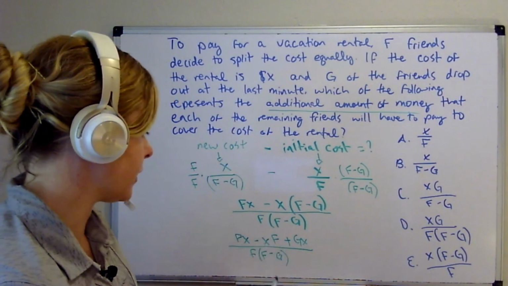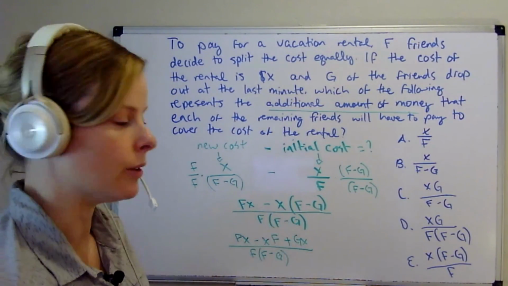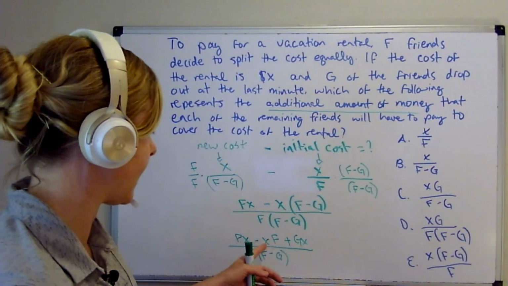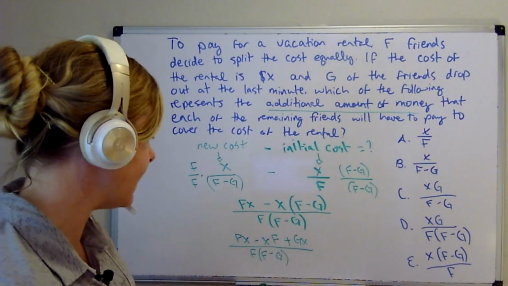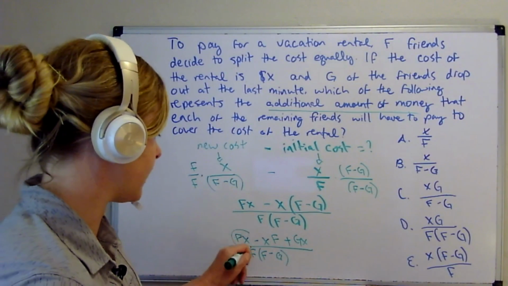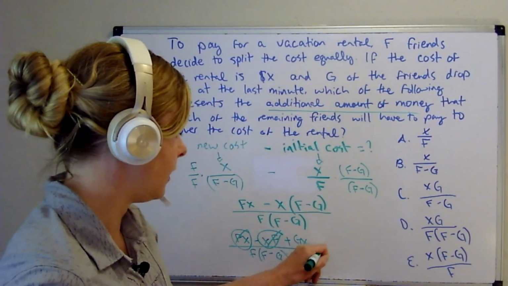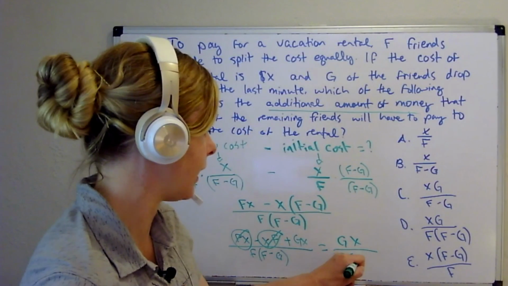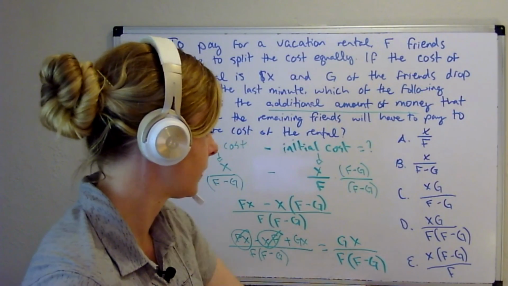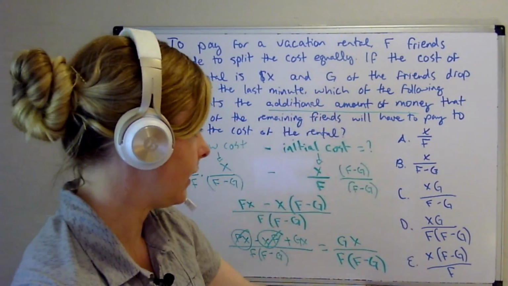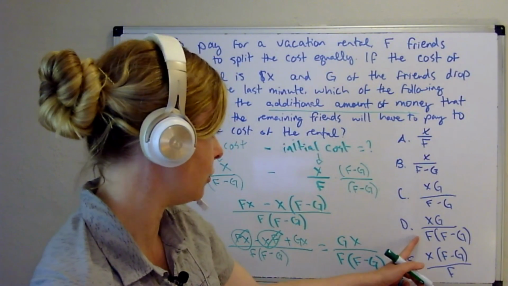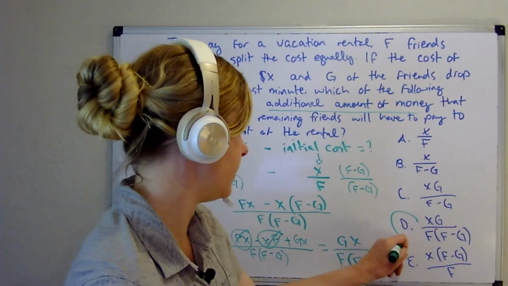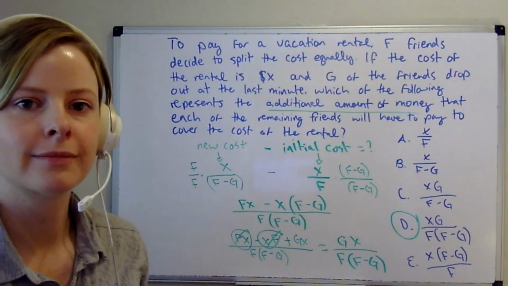Now, these two things are just the same exact term written in two different ways. F times x, same thing as x times f, and I've got one minus the other. So these will just nicely cancel out. And I am left with g times x over f times f minus g. Now take a look here, and that is exactly equivalent to d, and d is our answer.